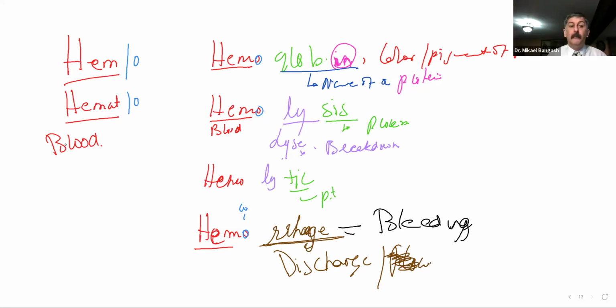Or let me put it this way. You bleed, but the blood doesn't leave. That's when we say hemat. And here, guys, we're not going to keep this O, but we're going to do it this way. So it becomes a hematoma.